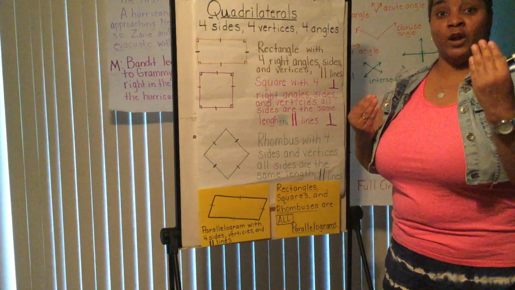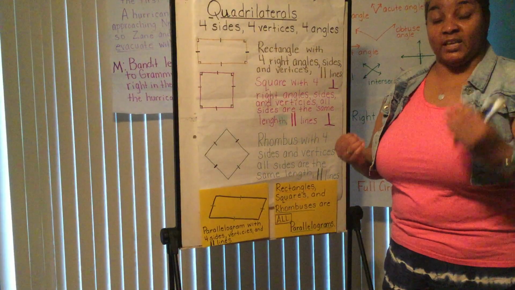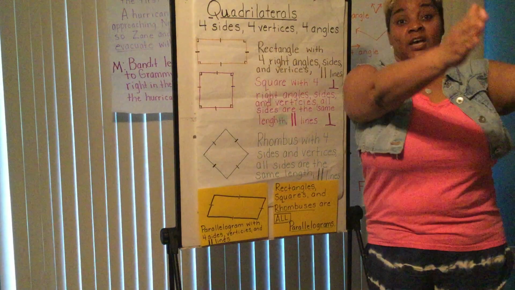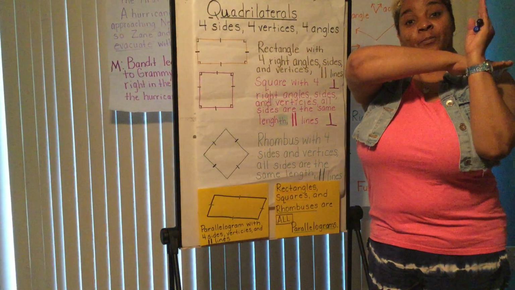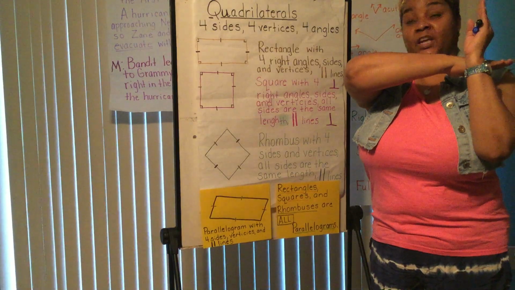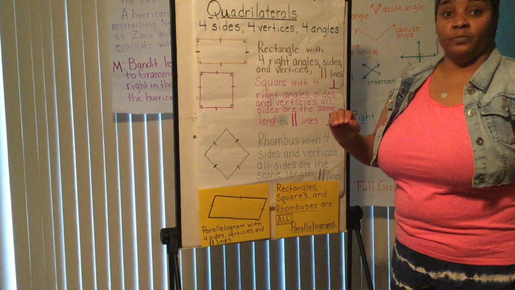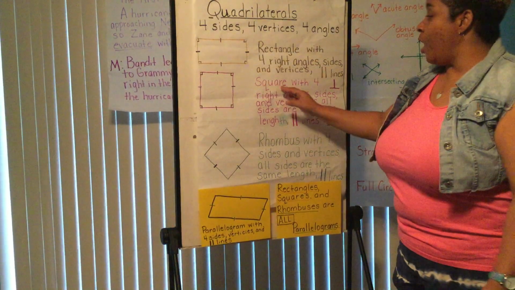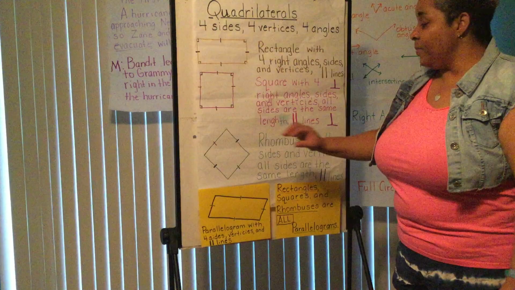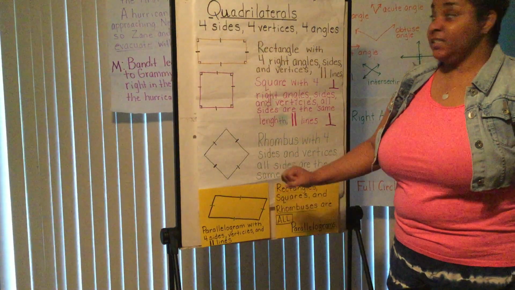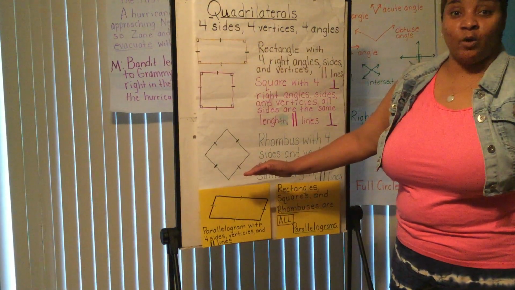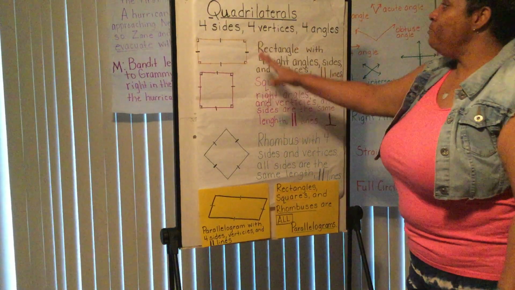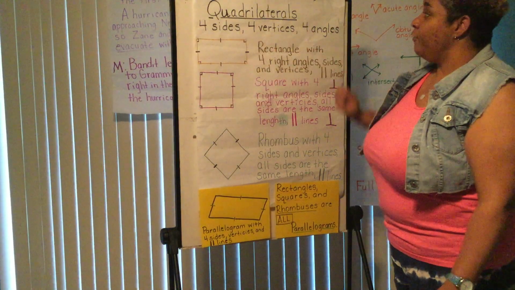Four sides, four vertices, four angles. Some are parallel, some are perpendicular. Rectangle, square, rhombus. They are quadrilaterals. Great job.